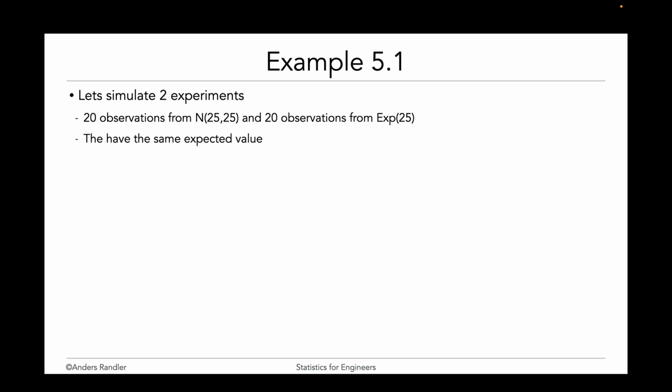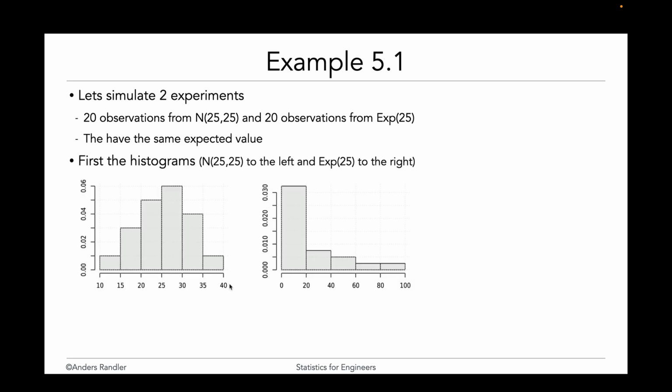Let's simulate two experiments then. So we have 20 observations from a normal distribution with the expected value of 25 and the variance being 25, and 20 observations from an exponential distribution with the expected value of 25. They have the same expected value, yes. First, we look at the histograms. It's quite obvious that you can see a difference. Okay, this is kind of normal and this is kind of exponential, which it should be, of course.